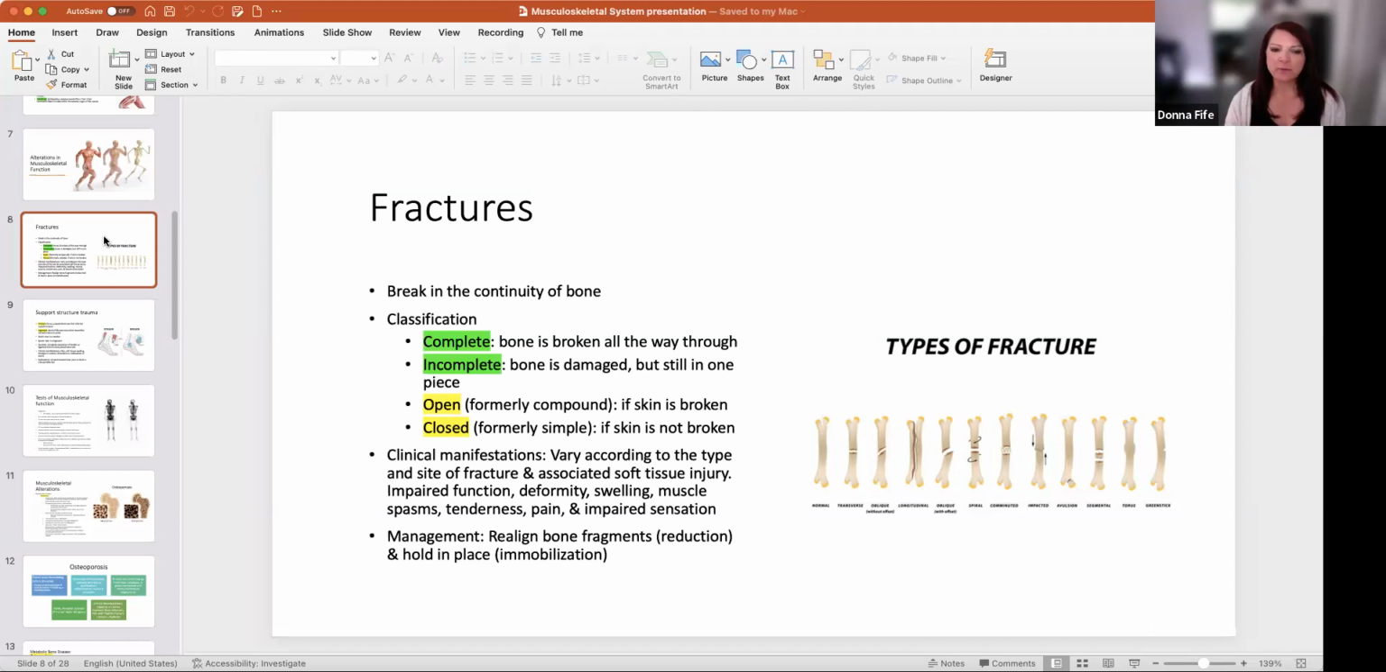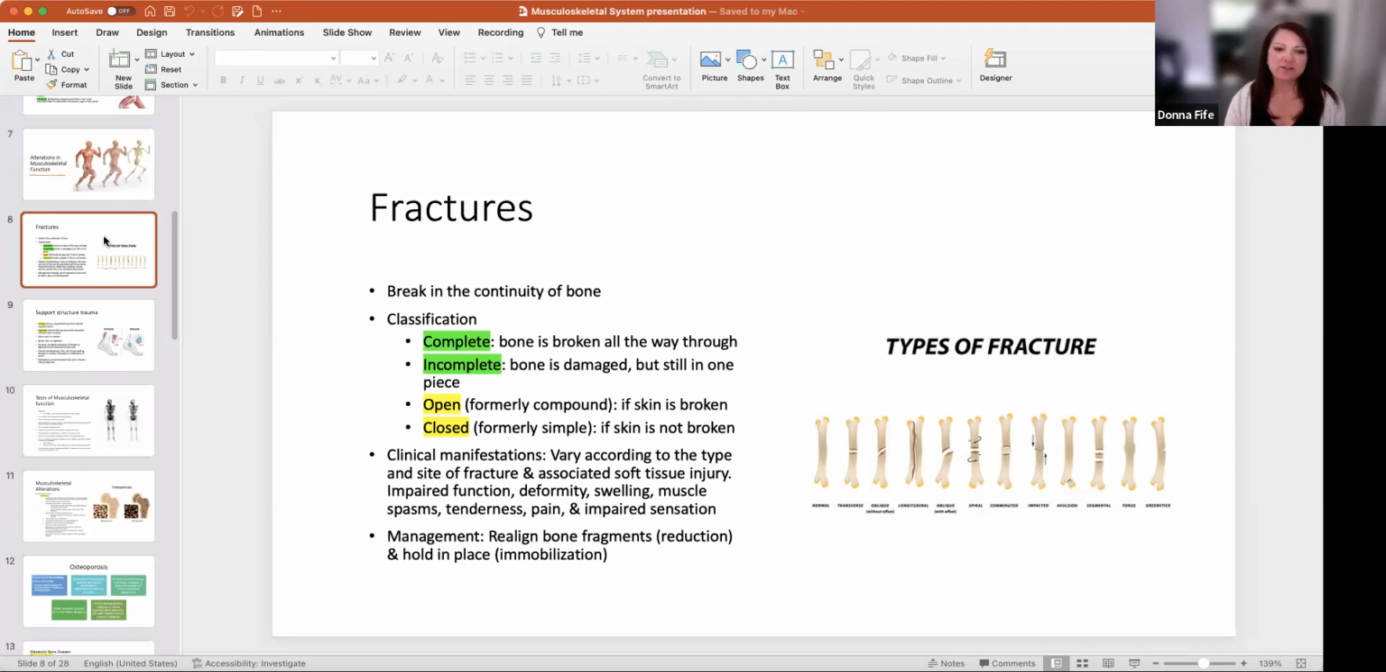Now, it could be open, which was formerly called a compound fracture, and this occurs when the skin is broken. It can be closed, which was formerly referred to as simple. This is if the skin is not broken.